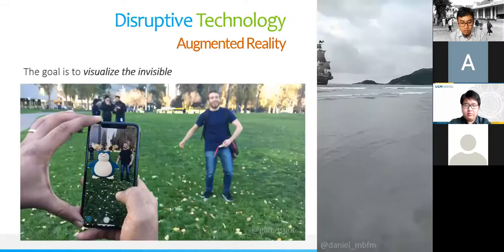Okay. So another disruptive technology for boundary application is augmented reality. The goal is to visualize the invisible. So it is very related to our case earlier. We can't really see boundaries, but we can put them into an augmented reality, and we can overlay them, superimpose the data into the real world. And then we can see something like this.